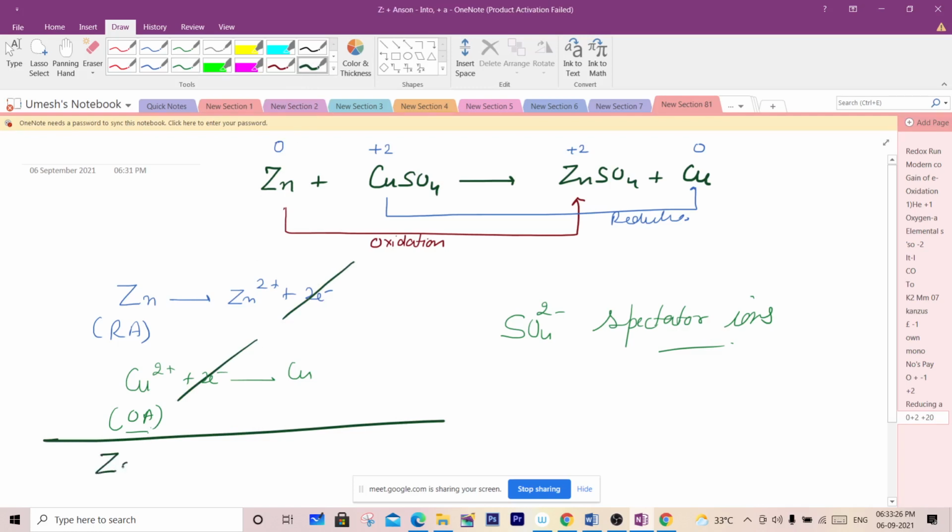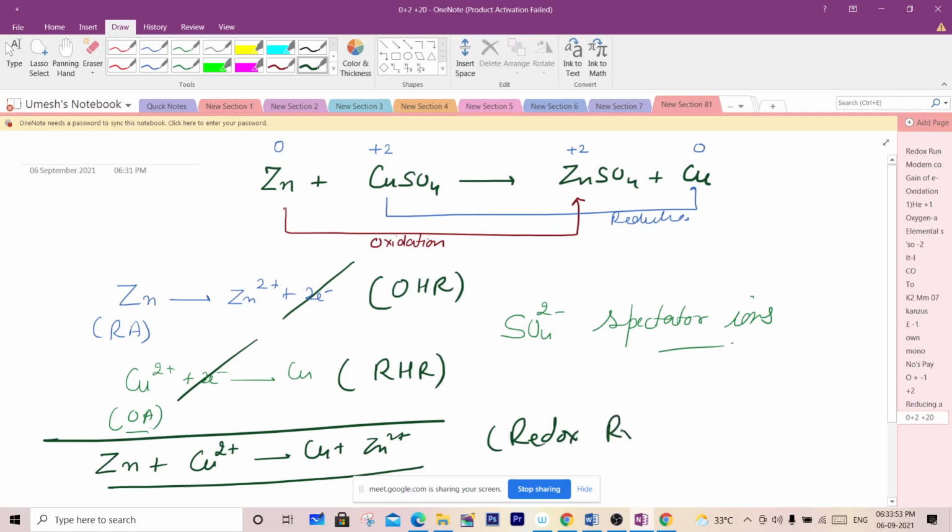Electrons cancel here. I am writing the net equation: copper 2 positive to give copper plus zinc 2 positive. Where the oxidation is going on, loss of electrons, this is called an oxidation half reaction. And copper is undergoing reduction, so we call it a reduction half reaction. And the net equation is called a redox reaction. Understood?